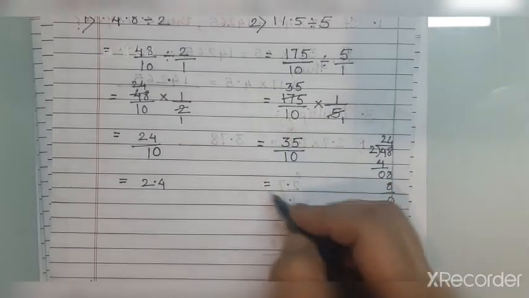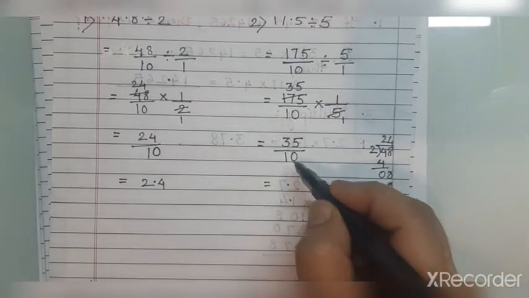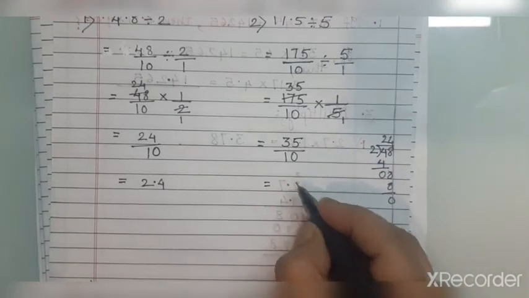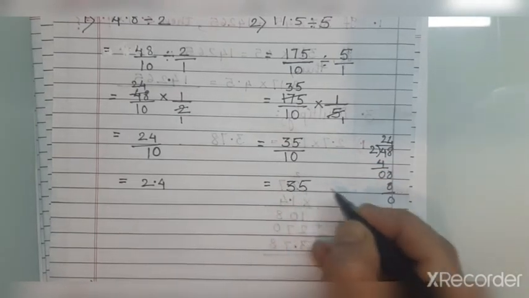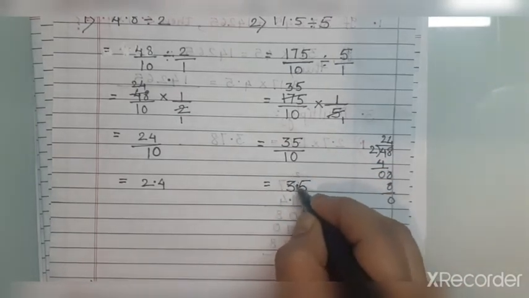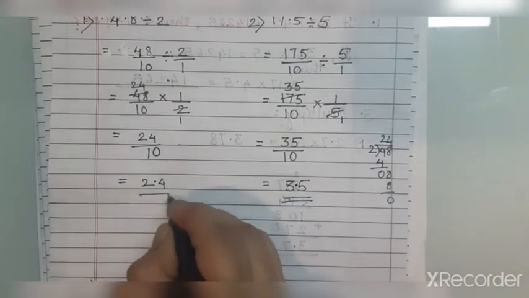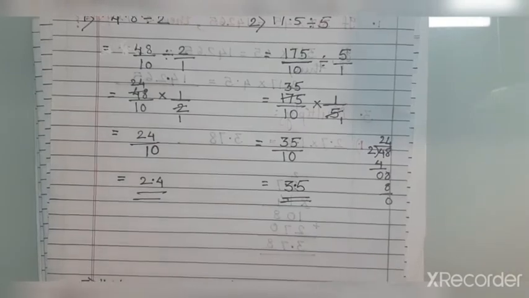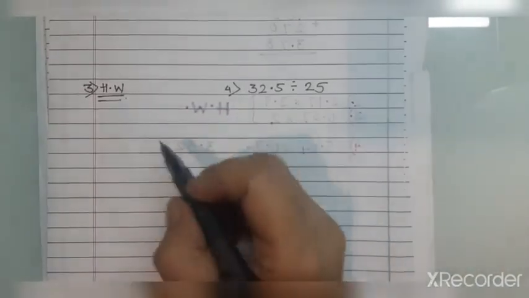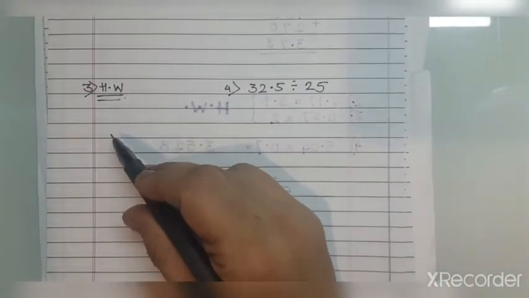Now again, change it into a decimal fraction. There is 10 in the denominator. So we write the number and from the right hand side we count one place and we put a decimal. So the answer is 3.5. The first answer is 2.4. This third sum you all have to do for homework.